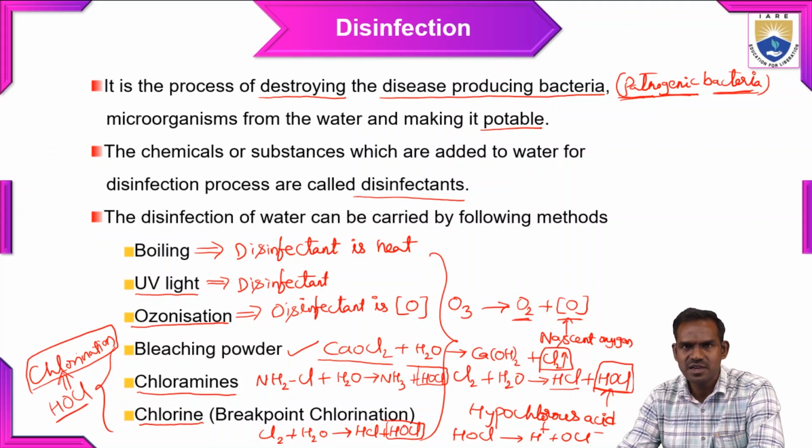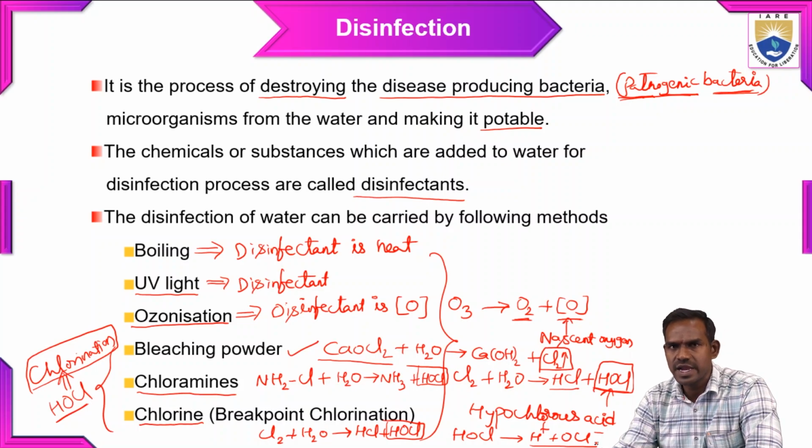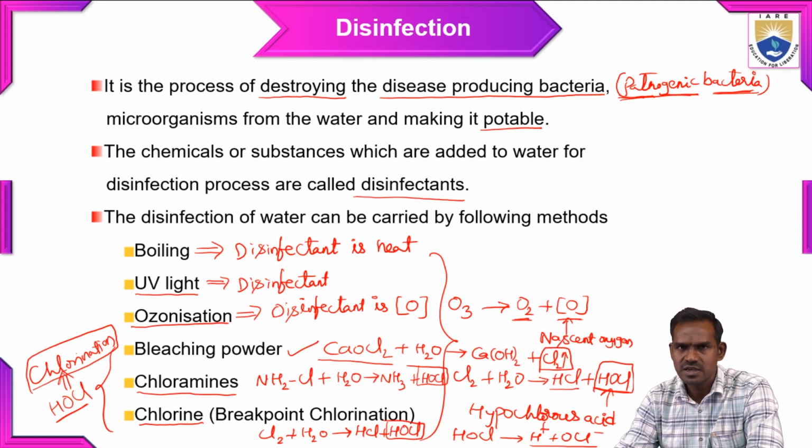Once again, I am repeating how it will destroy the microorganisms. HOCl goes and fits in the enzymes. In the enzymes, there will be binding sites. HOCl fits in the binding sites present in the enzymes of proteins of microorganisms, and it will dissociate into H plus and OCl minus ions. As a result, the active site will be deactivated, and hence the microorganism will be destroyed. That is how water will be free from microorganisms by using this chlorination process.